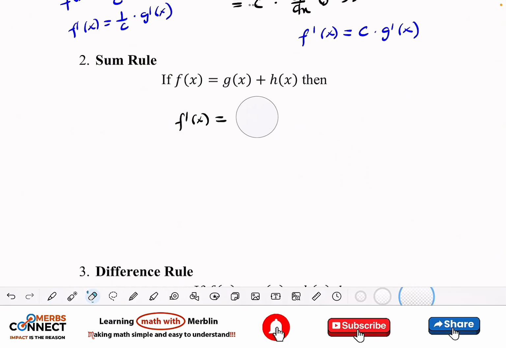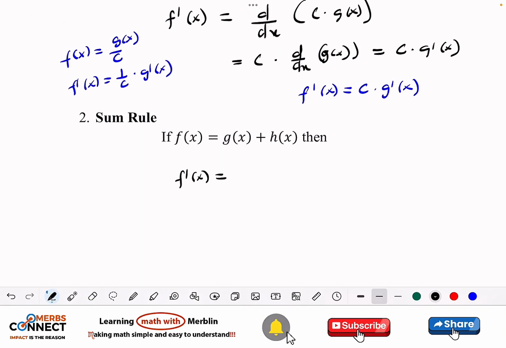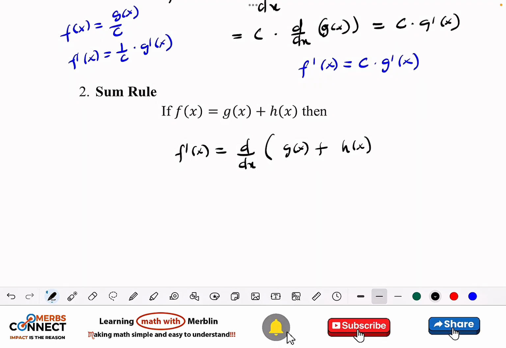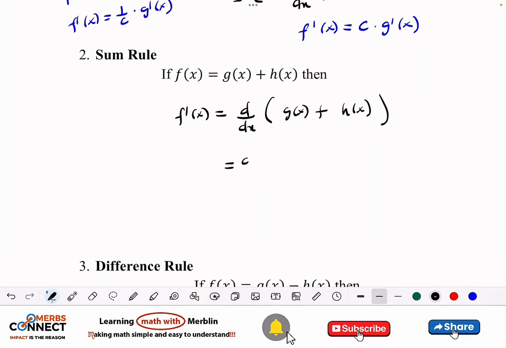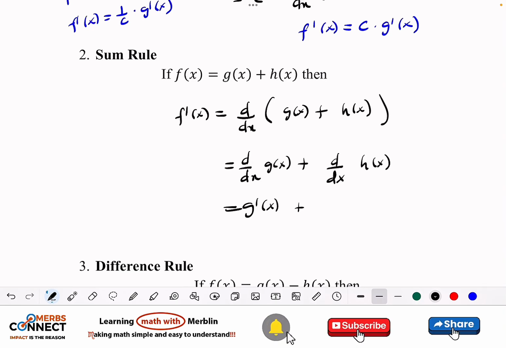But if I want to write it more generally, then I'm going to write something like d over dx of g of x plus h of x, and this is going to be differentiating g of x plus differentiating h of x, and this is going to give us g prime of x plus h prime of x, which is very simple to do.